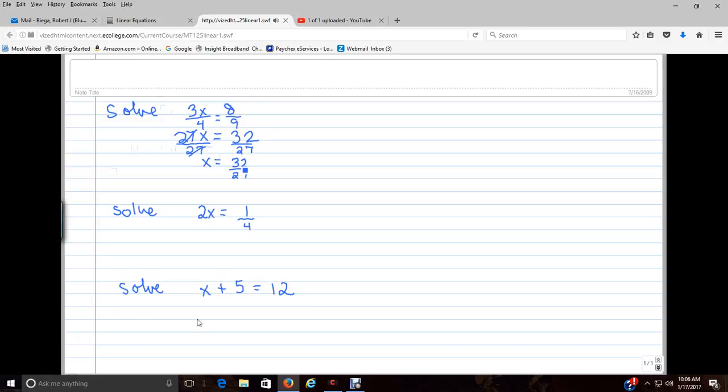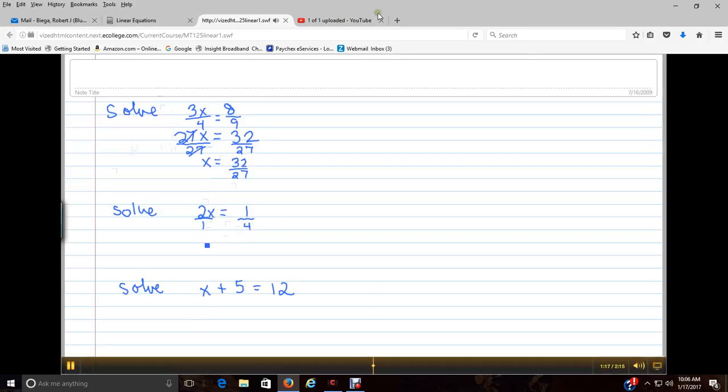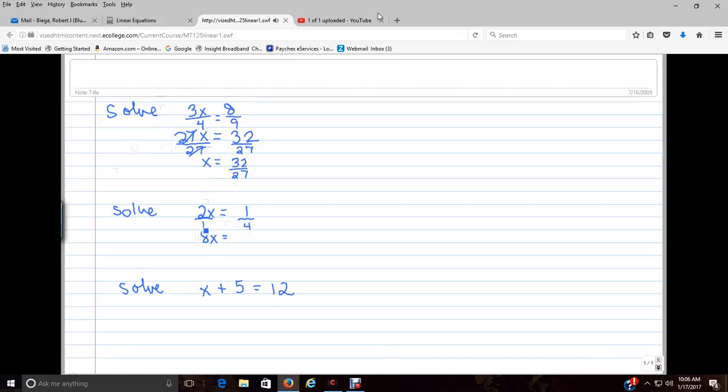All right, now let's look at the next one. Even though we don't have a fraction equal to a fraction, we can make 2 into a fraction by putting it over 1, just like that. And we can treat this the same way we did the last problem. So let's cross multiply. 2x times 4 is 8x. And 1 times 1 is 1.